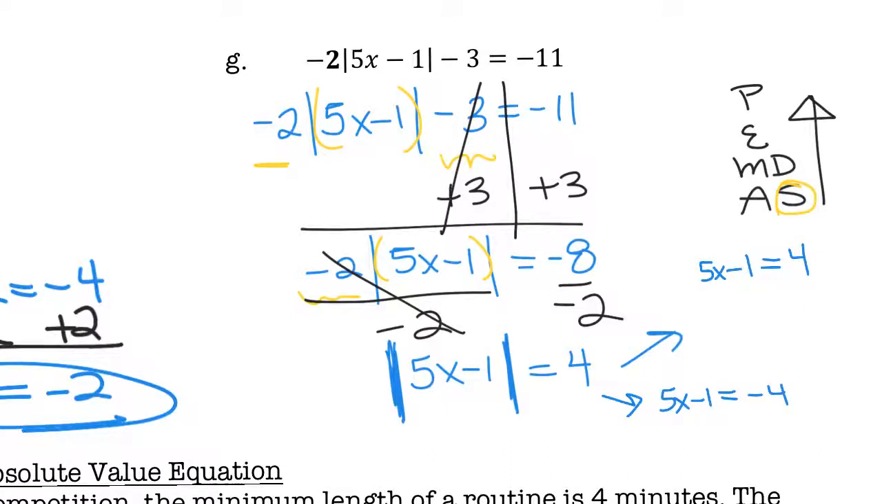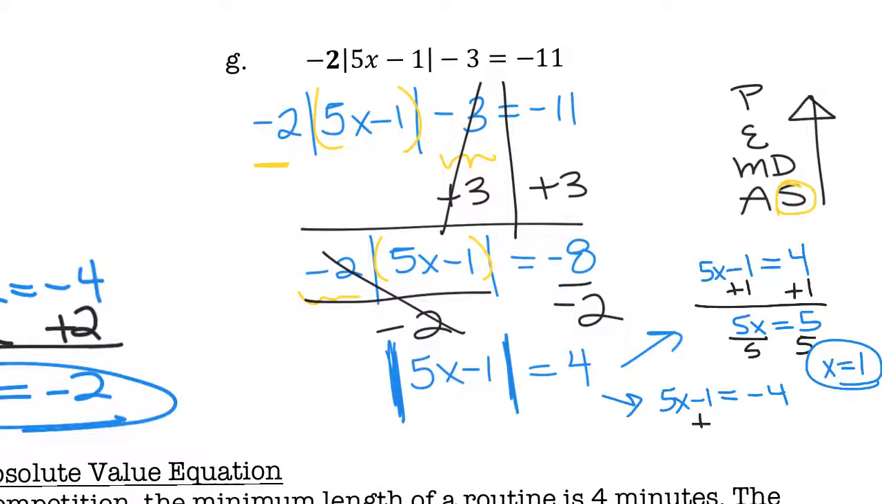So when we solve, we're going to add 1 to both sides. Then we have 5x is equal to 5. We'll divide by 5, and our first answer is that x is equal to 1.